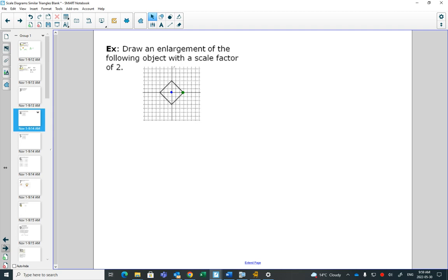Do you see that that green dot is 3 units away from the origin? If you doubled that, and I'll draw that in purple, doubling 3 units away would make it 6 units away. Same thing with this green dot at the top. It's 3 units away. Doubling that would make it 6 units away. 6 units away and 6 units away. Join those lines.